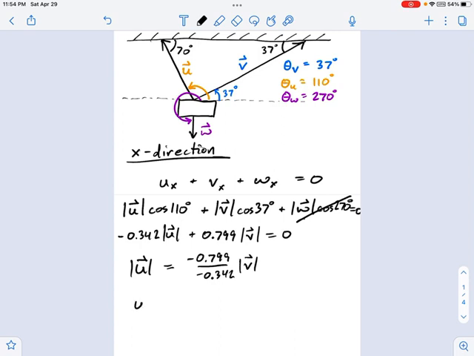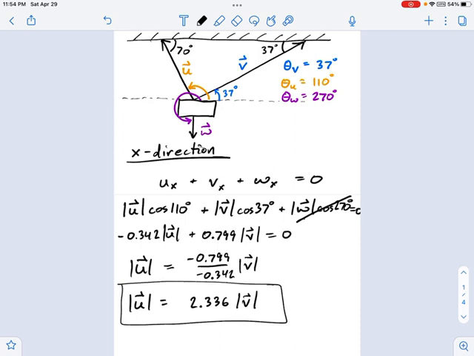And let's write that a little more simplified right here. The magnitude of u is therefore equal to 2.336 times the magnitude of v. Now, I'm making rounding errors here, I know that, and our final answer is going to be a little off. But why don't we just put this in a box and hold on to that for now. We're going to come back to that later. We're going to call that equation 1.